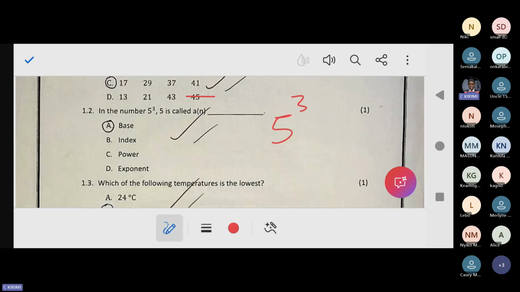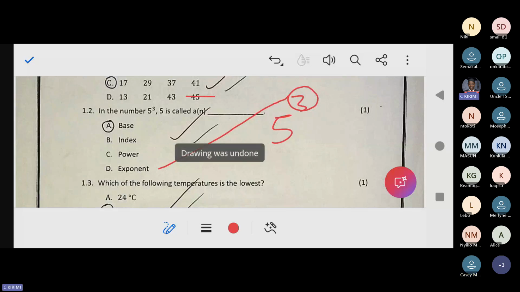We said 5 is the base, then the 3 is the what? It is the exponent. So the answer there was A. 5 is the base.